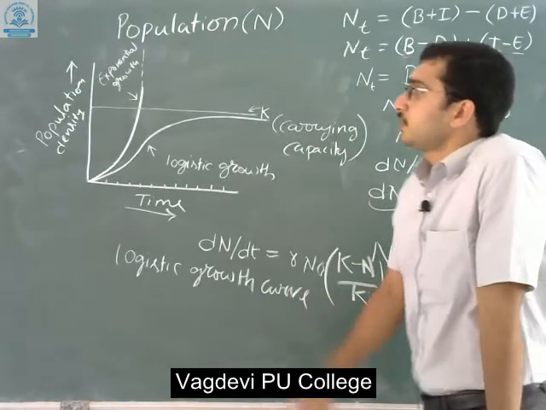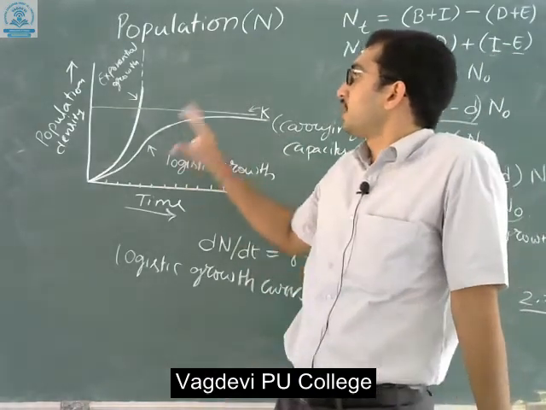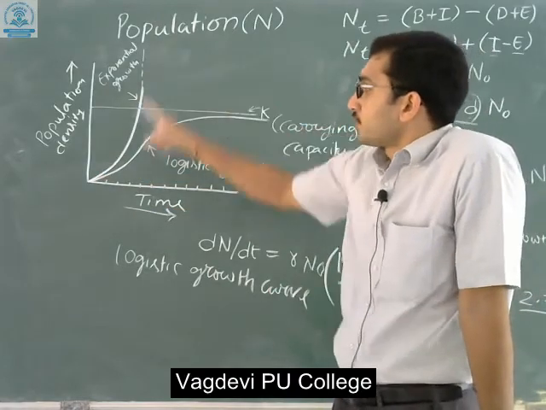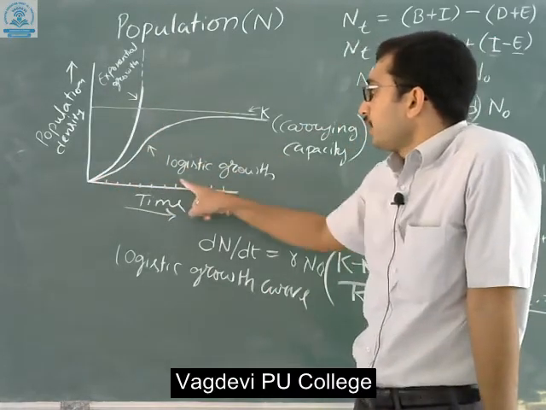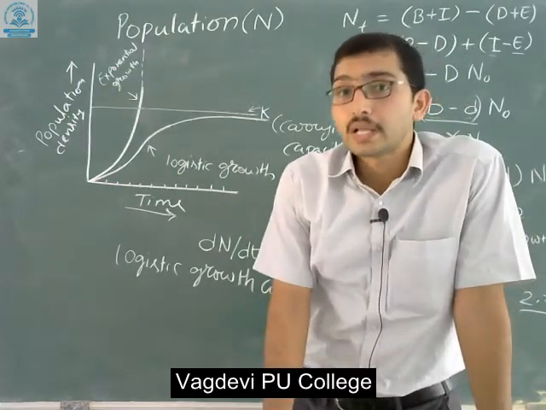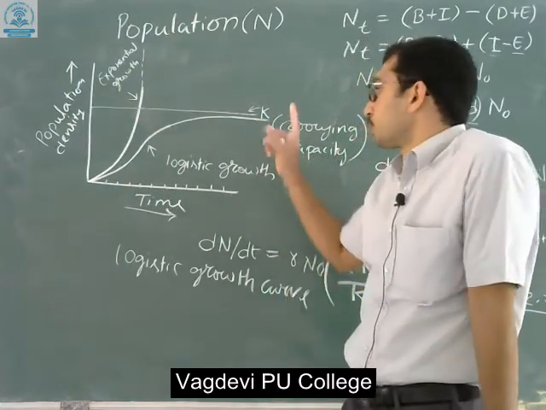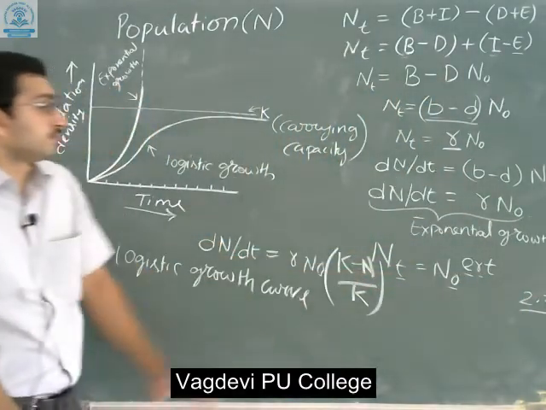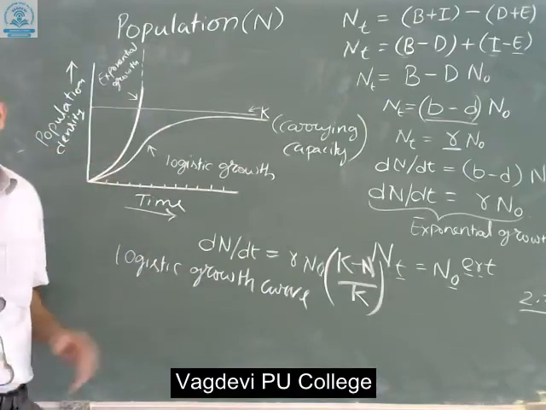This shows the population densities at different levels. One population is growing exponentially, while the other is growing logistically. It is also known as the Verhulst-Pearl logistic growth curve. This is how we expand the equation of the population density.